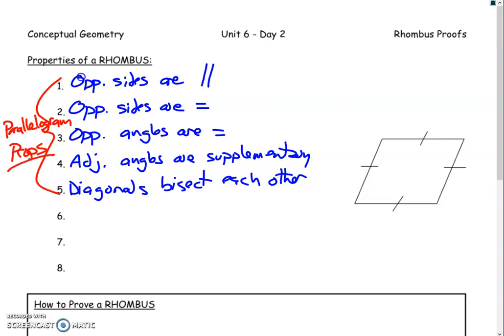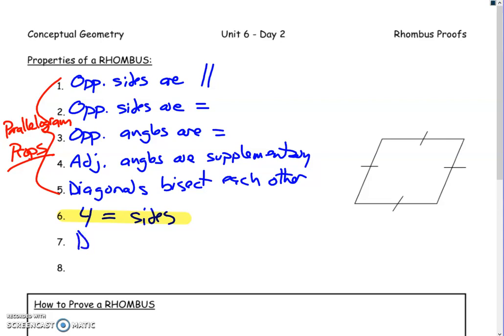What makes a shape a rhombus are these 3 additional, actually 4 additional properties. Number 1, 4 equal sides. And that's the one I want you guys to highlight. That's what we're going to use in the proof today.